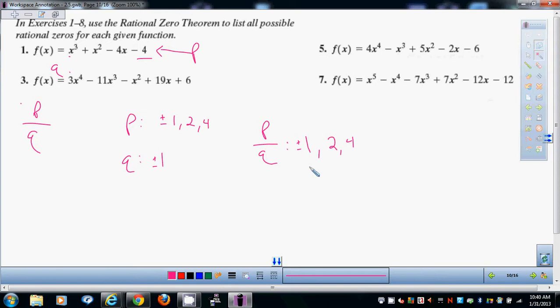Let's practice our P over Q's first. How about number 3? Number 3. What are my P values going to be, Sarah? That's right. Plus or minus 1, 2, 3, and 6. Jordan, what are my Q values going to be?